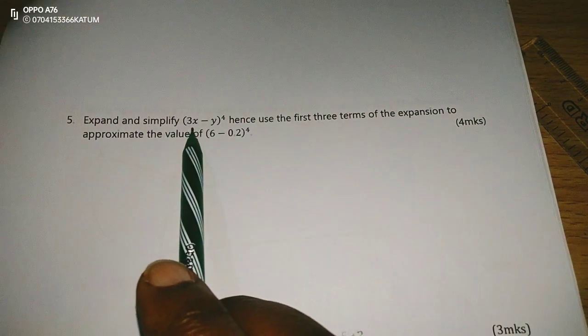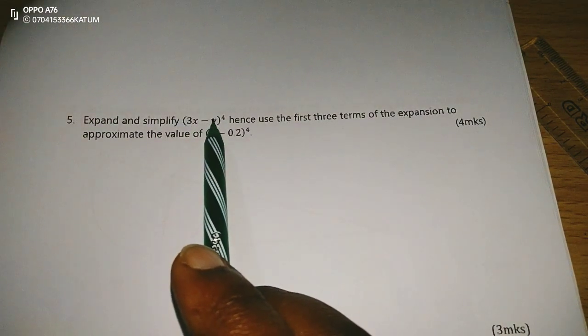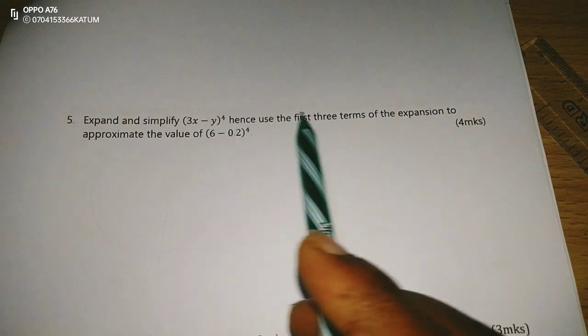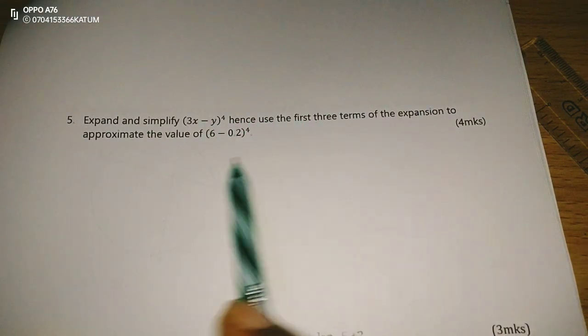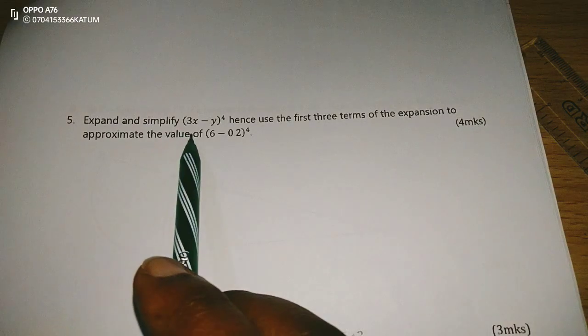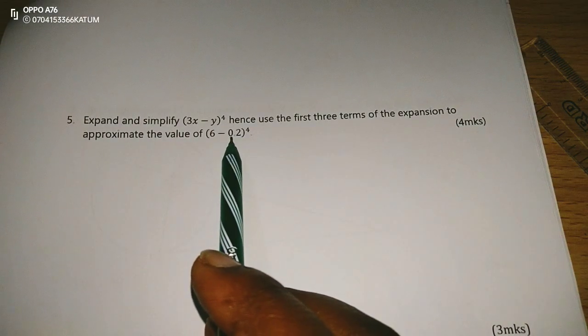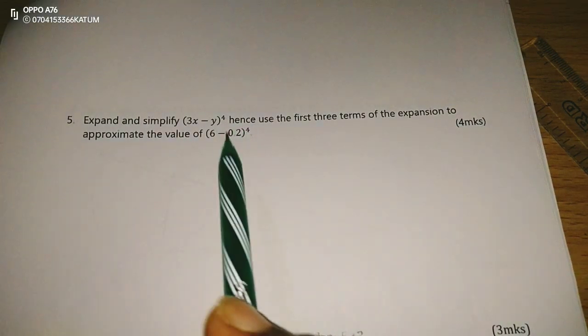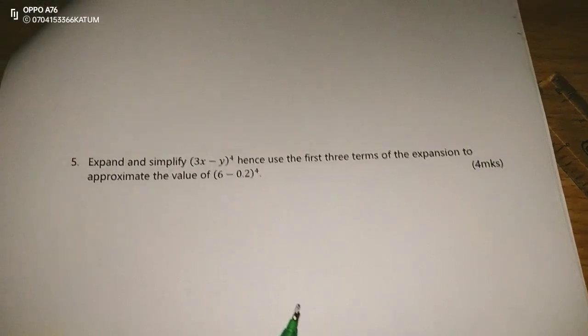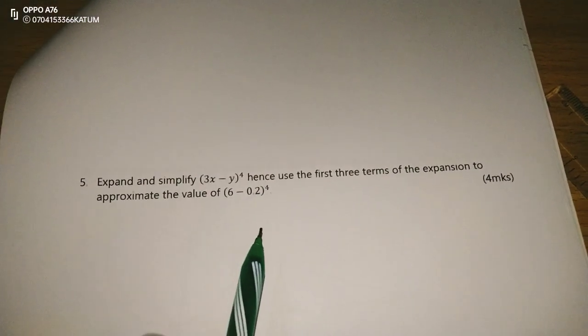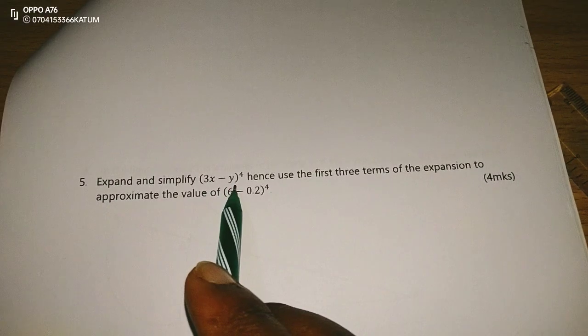We're going to discuss binomial expansions and expressions. Expand and simplify (3x − y)^4. Hence, use the first three terms of the expansion to approximate the value of (6 − 0.2)^4. What we're going to do here is to first of all expand this binomial expression.